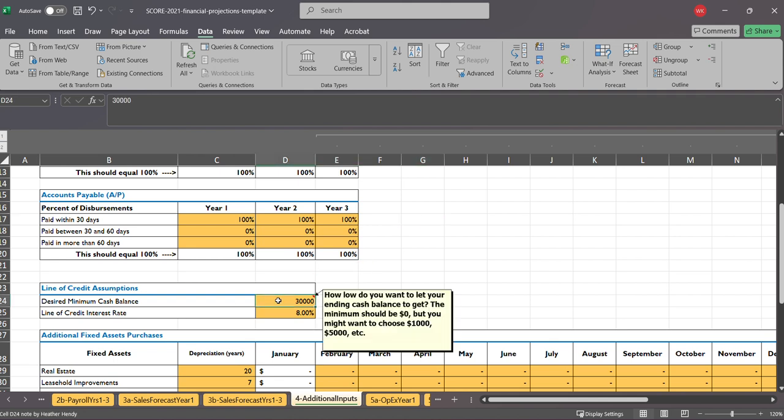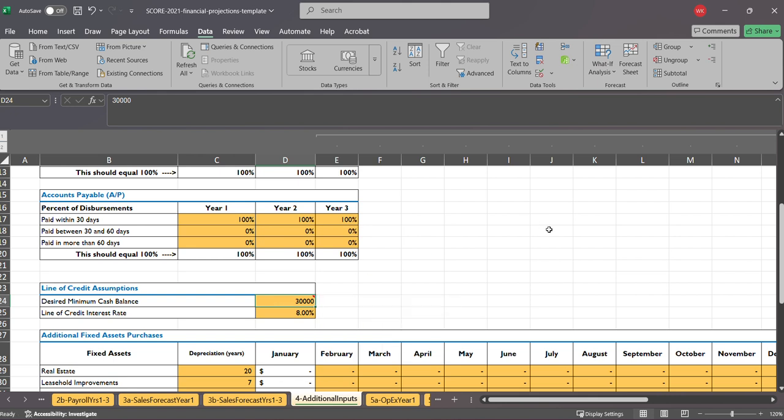And here we have a note that says, how long do you want to let your ending cash balance get? Like how low do you want this to be? The minimum should be $0, the absolute minimum, but you might want to choose 1,000, 5,000, etc., some other number. The minimum cash balance is really up to you to decide, like what's most comfortable.